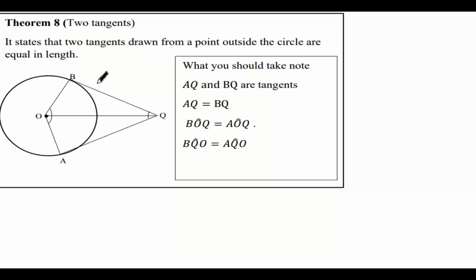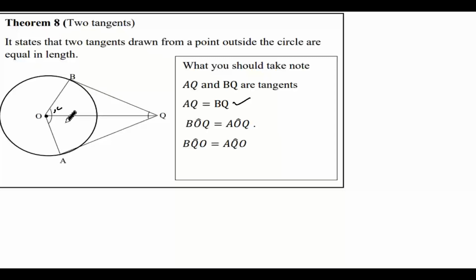Okay, so that is the first thing. You are taking three things here. If two tangents are drawn from a point outside the circle, then their lengths are equal. So that means AQ will be equal to BQ. That's the first thing.